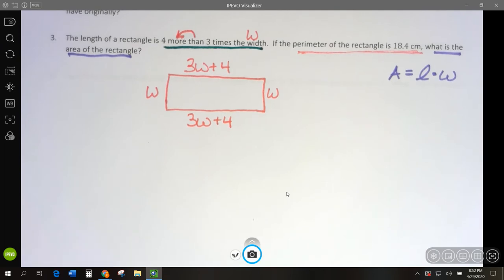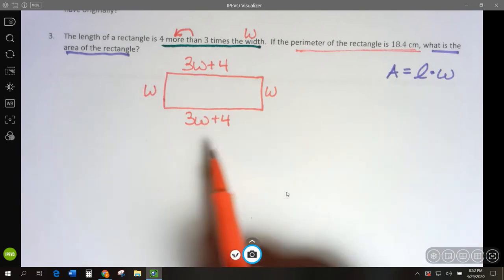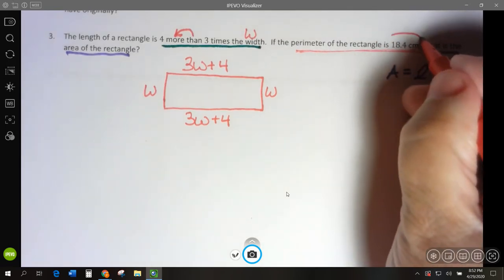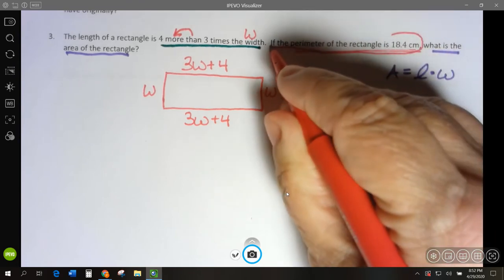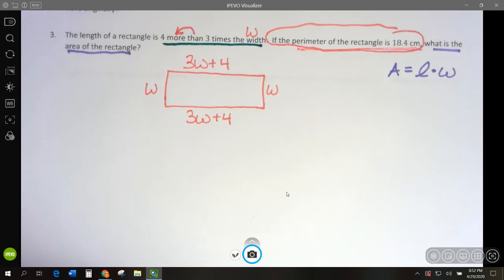Okay, that's all fine and dandy, Mrs. Segovich, but how am I going to get the area with length times width if this is all I know? I still don't know W. Well, we do have this number, right? The perimeter is 18.4 centimeters.